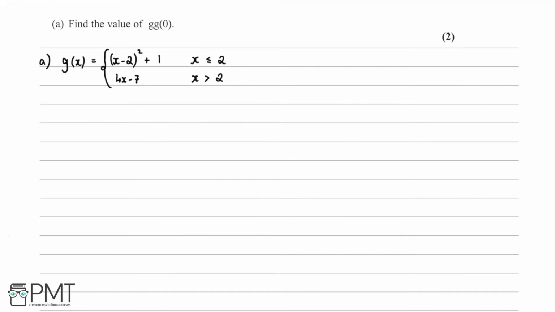So in part A of this question, we're being asked to find the value of g of g of 0. And this means that we need to take our function g of x and work out first g of 0, and then work out what g of g of 0 is. So this is called composition of functions. So we first want to note that when we have g of 0, we know that x is equal to 0, which is less than or equal to 2, which means that g of x, for this case, is going to be equal to (x minus 2) squared plus 1.